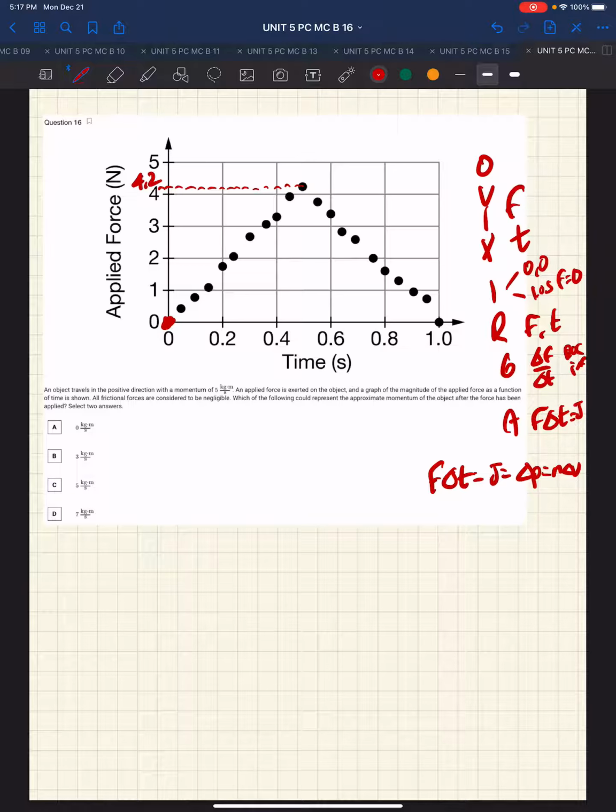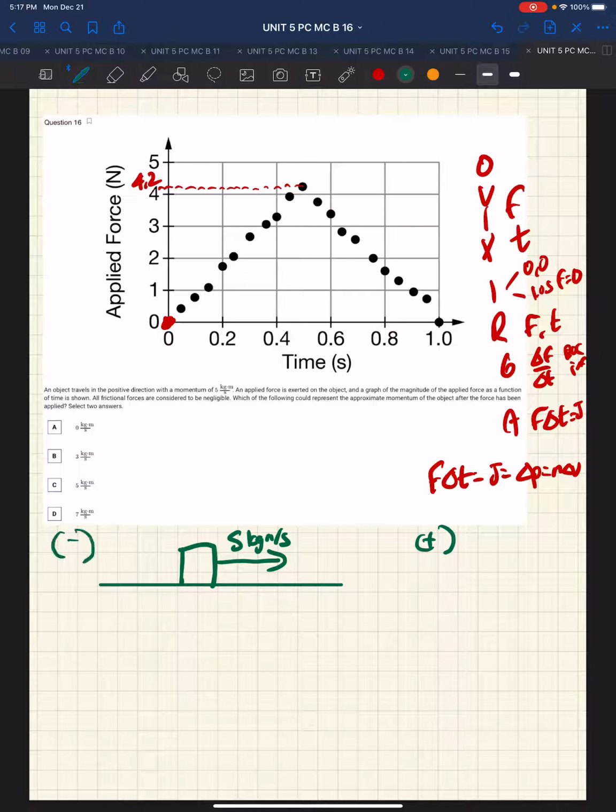So now let's go on and see what situation we're dealing with. We have an object traveling in a positive direction with a momentum of 5 kilogram meters per second. So positive direction. An applied force is exerted on the object, and a graph of the magnitude of the applied force as a function of time is shown. The fact that it's magnitude means it's not telling us if it's plus or minus, so it could be negative as well. All frictional forces are considered to be negligible. Good. Which of the following could represent an approximate momentum of the object after the force has been applied?